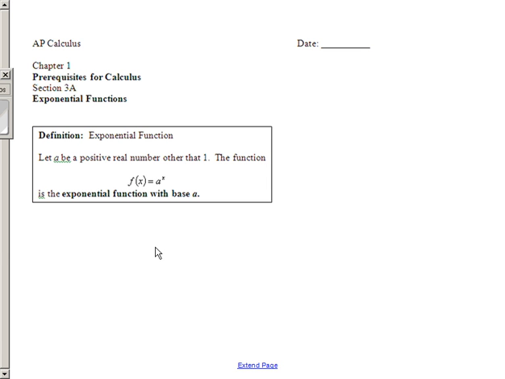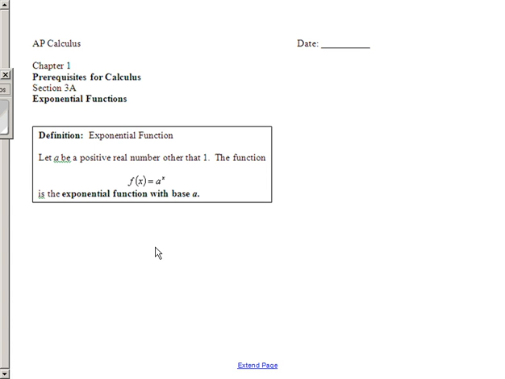All right. I'm going to go ahead and record Chapter 1, Section 3A notes. I think there might only be one assignment out of Section 3. But this assignment deals with exponential functions, Section 3A.